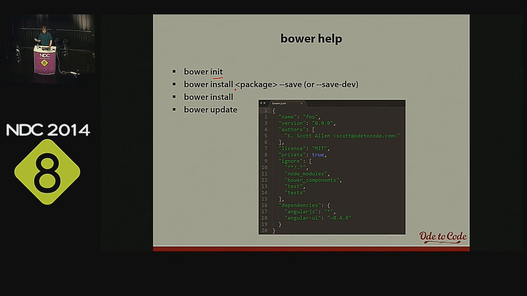When I Bower install a package, I can say, please save that as a dependency, or please save it as a development dependency. And then I don't have to check in my Bower components. All I have to do is check in bower.json, the name of that file, and then other developers, when they clone the repo, they just say Bower install, and poof, Bower will bring everything down and keep them up to date with what I wanted everyone to have.